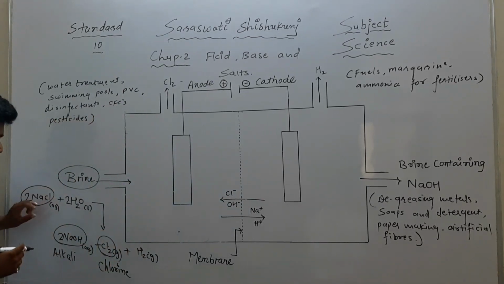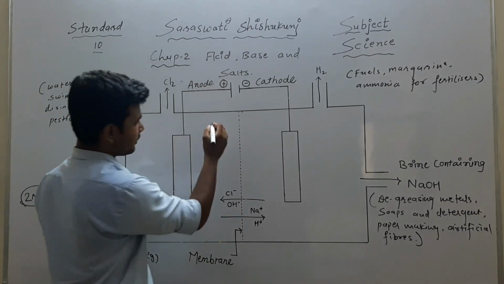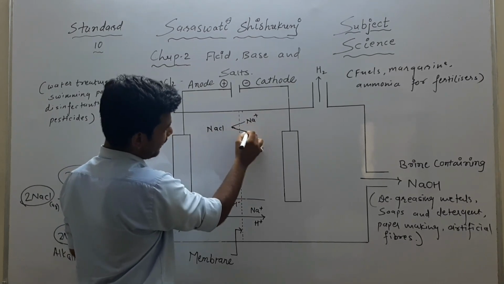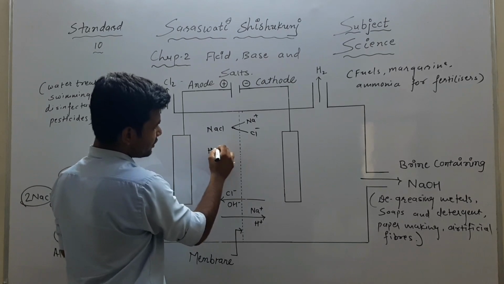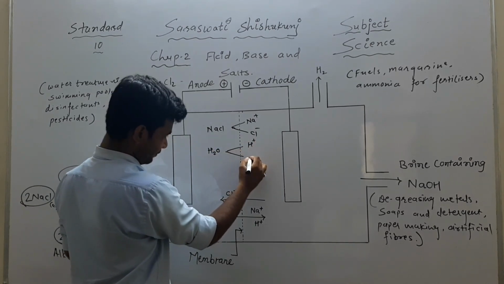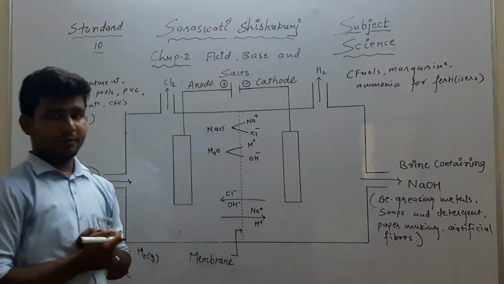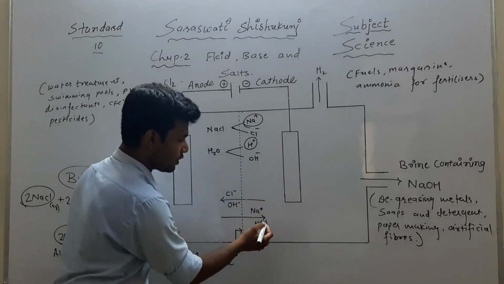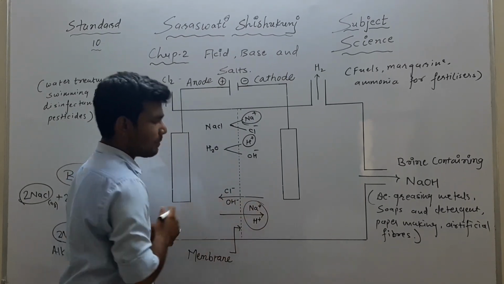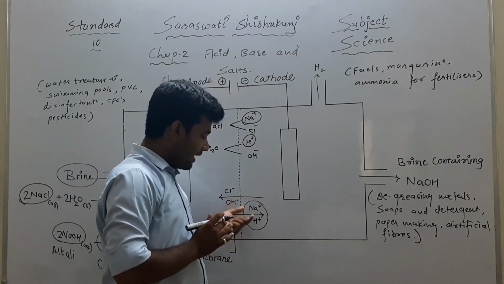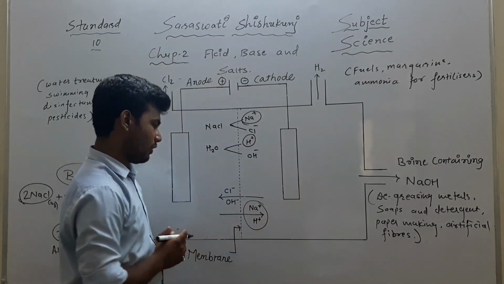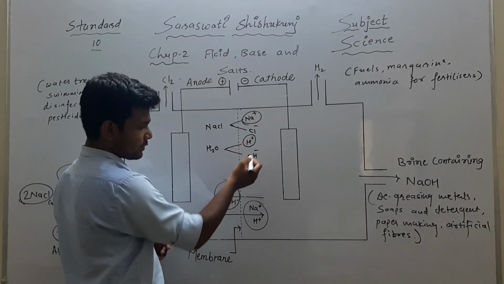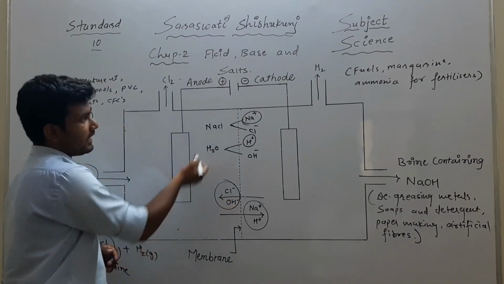So as we have studied here, we will have NaCl and H2O both. From NaCl we will have sodium positive ion and chloride negative ion. From H2O we will have H plus positive ion and OH minus negative ion. Now as we know, the positive ions will move towards the negative, which means towards the cathode. Here you can see that Na plus and H plus both are going towards the cathode. Both of the negative charges, Cl minus and OH minus, will go toward the positive electrode, that is our anode.